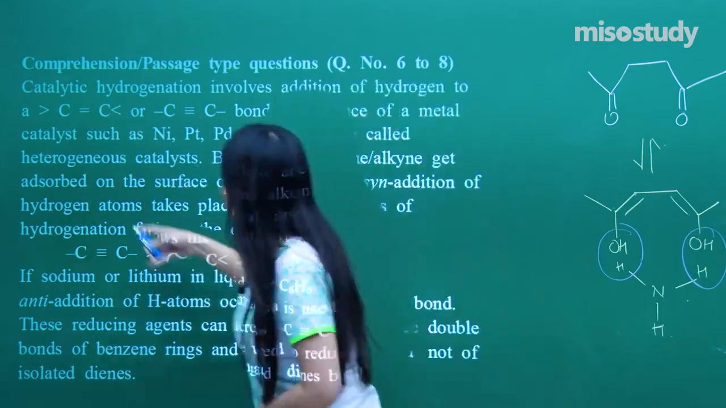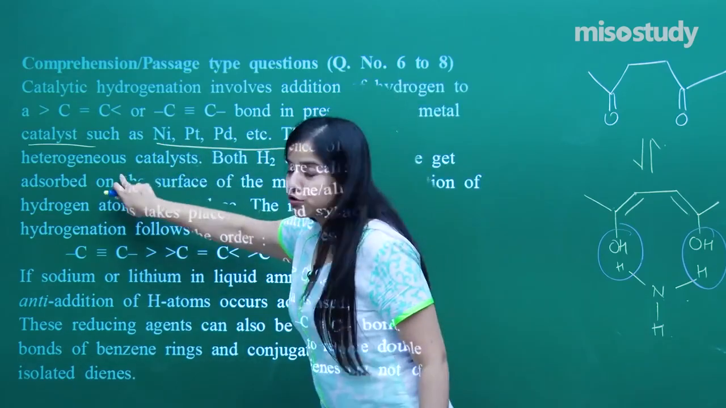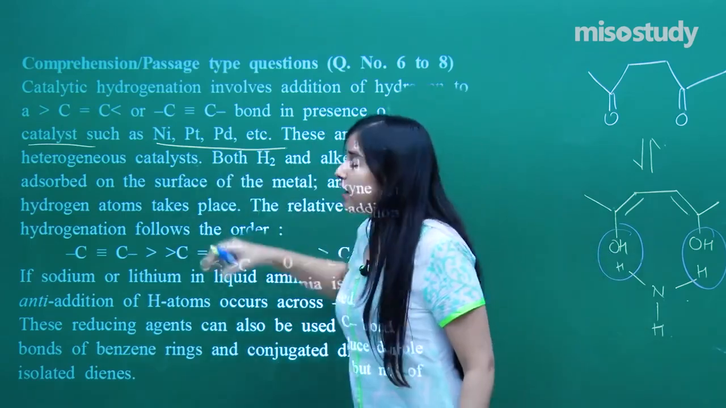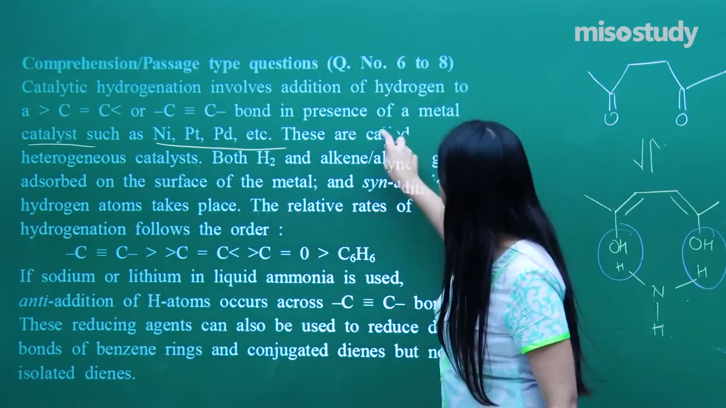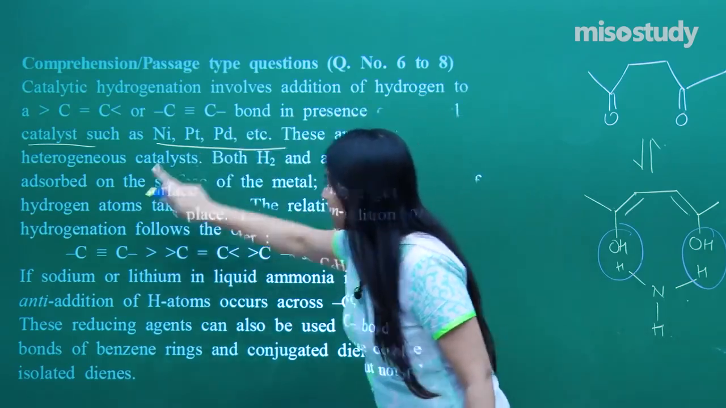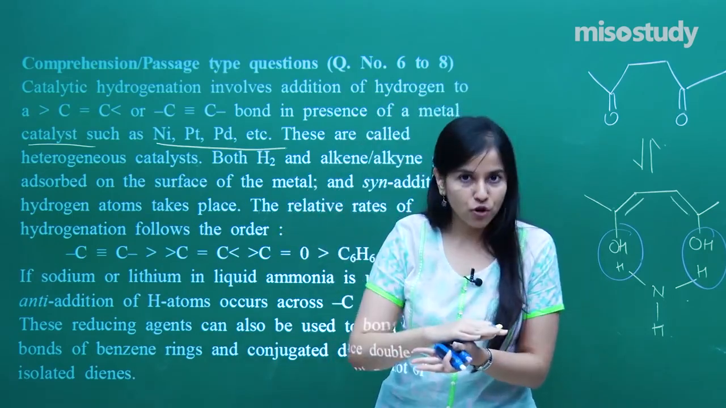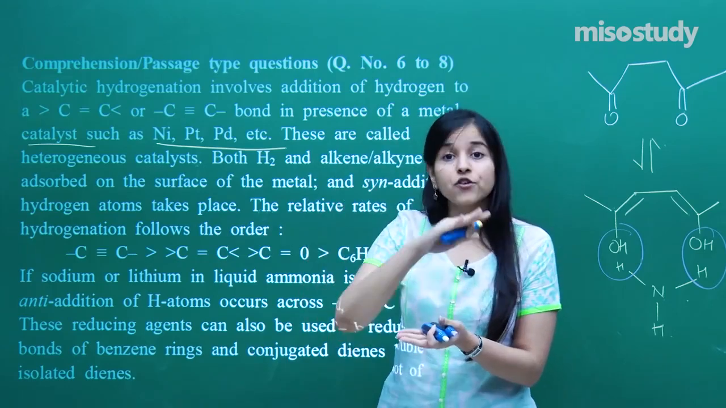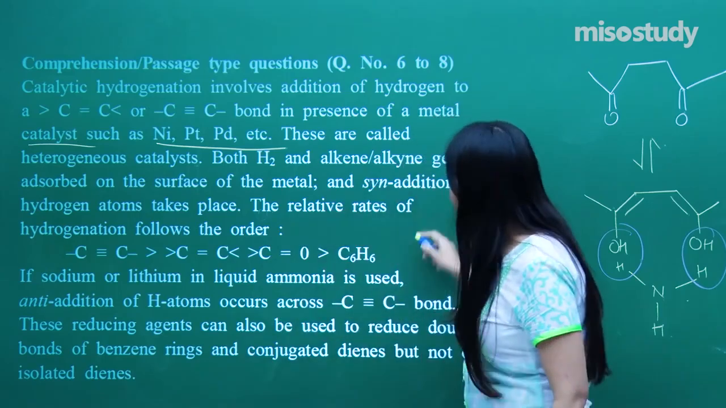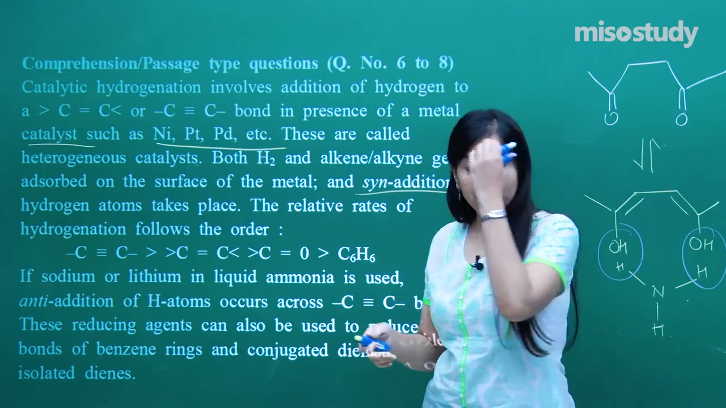We are talking about catalytic. So what is the catalyst over here? It is these kind of catalysts. These are heterogeneous, that means they are in a different state. So basically they may be solid, which are present in the reaction. Both H2 and alkene or alkyne get absorbed on the surface. So there is a surface of metal, the hydrogen gets absorbed on the surface, as well as the alkene or the alkyne which needs to be reduced. Then the reaction happens. What kind of a reaction happens? It's syn addition, that means cis kind of a reaction happens.